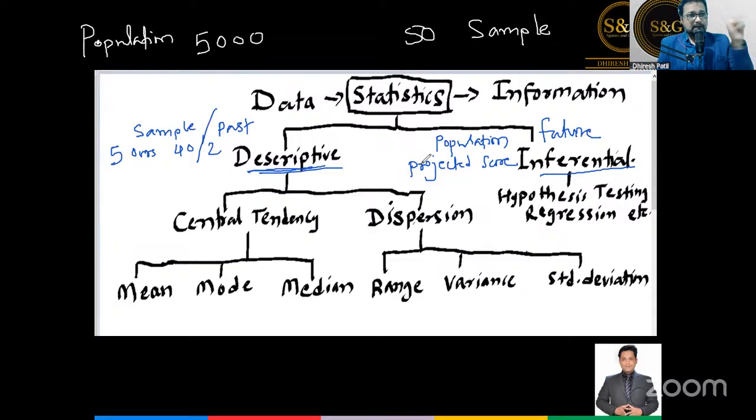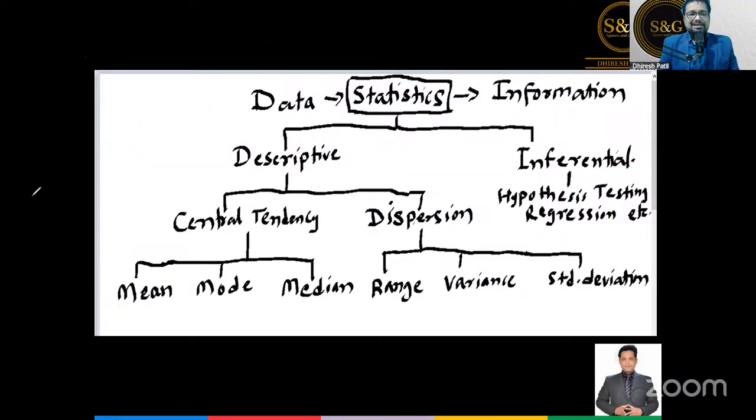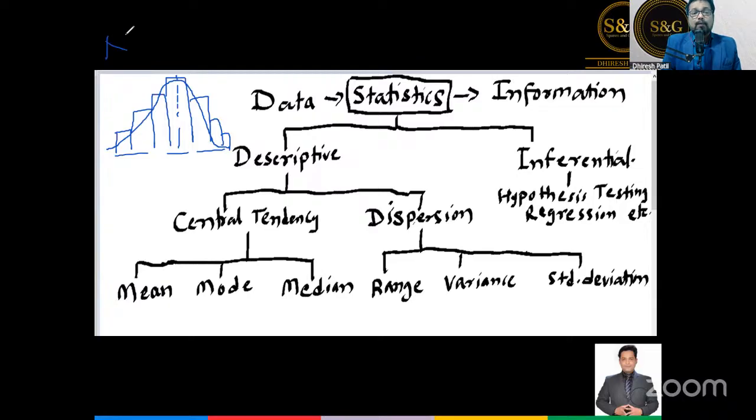Sample population theory clear? Yes. Now, in the descriptive statistics, everybody with me? Very good. Now, in the descriptive statistics, we have all seen the bell-shaped curve. Everybody has seen this? Which basically comes out of a histogram, correct? Which looks like this. Everybody knows this, correct? And this is also called normal distribution.